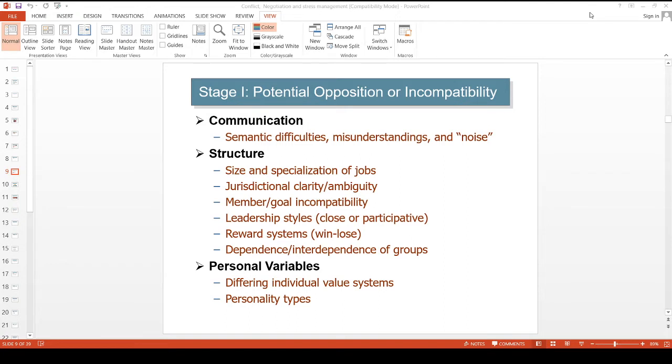Finally, if a group is dependent on another group, opposing forces are stimulated. If groups are more dependent on each other, or the group members are dependent on each other, there will be more chances of conflict in that particular group. If the groups are more interdependent with each other, there will be fewer chances of conflict between those two groups. So in this way, these structural components can lead to the initiation of the conflict process.